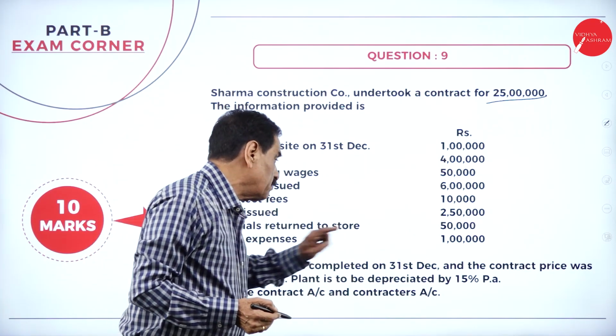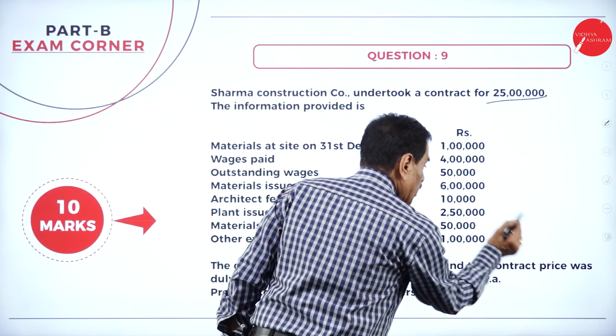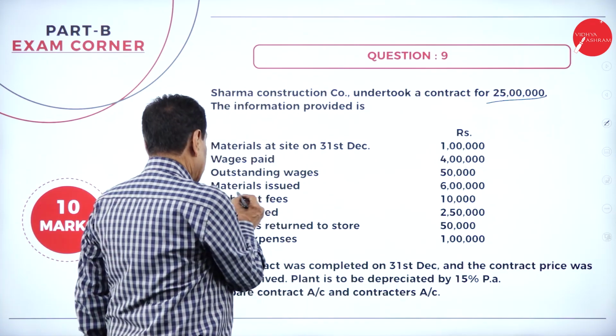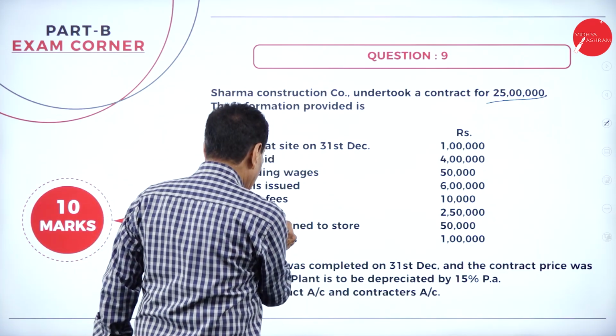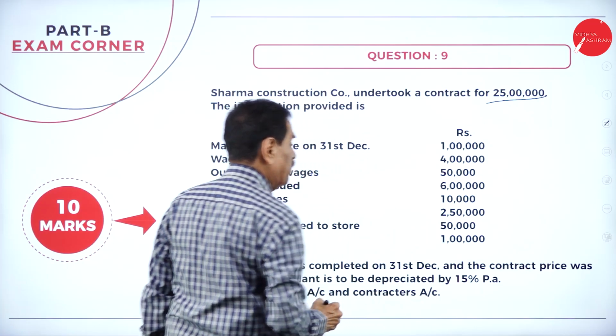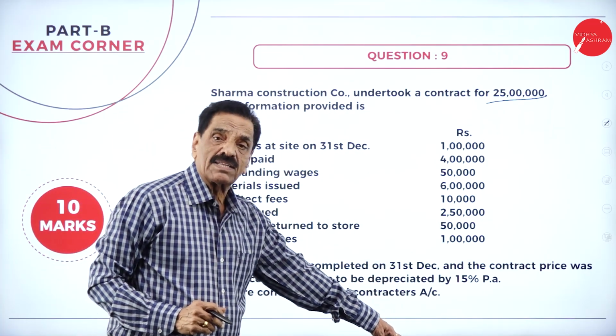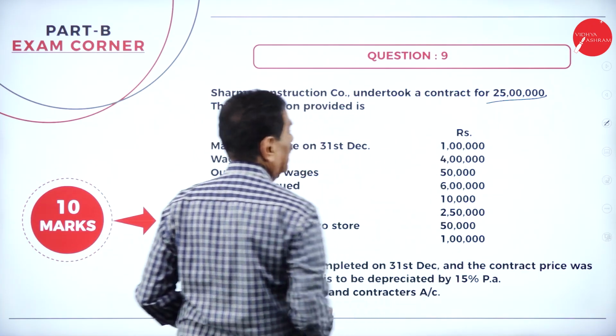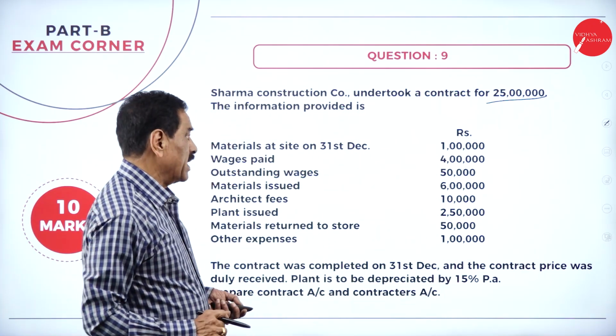The contract was completed on 31st December and the contract price was duly received. Plant is to be depreciated by 15%. What's the value of the plant? Plant issued here is 22,50,000. On that, we have to calculate the 15%. I'm going to explain now one by one how to write in the exam. This is for 10 marks. How to write? First one.